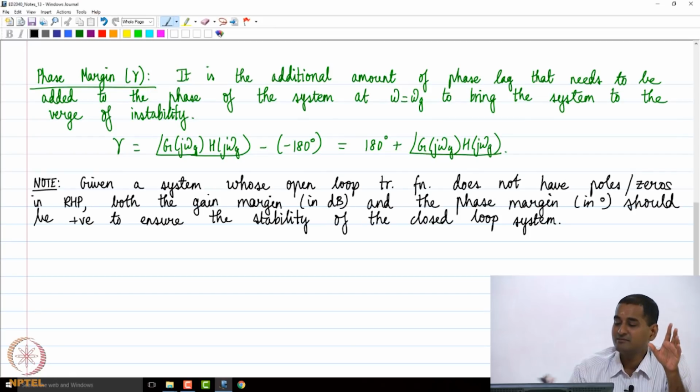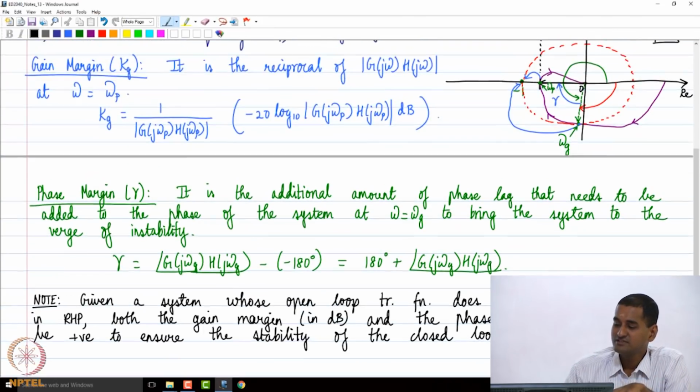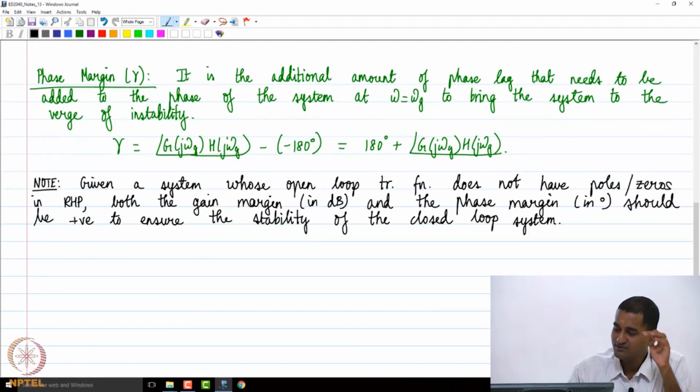Suppose the magnitude of G of j omega p, H of j omega p is 10. What will happen to the reciprocal? It will become 0.1. So we need to be careful. We can just take the absolute units. Essentially, that is why we take the gain margin in decibel units to be positive.